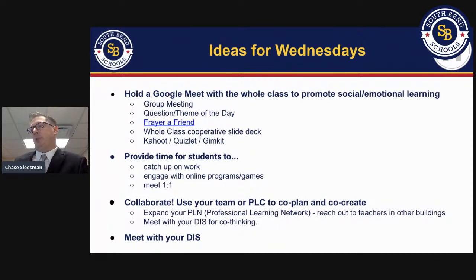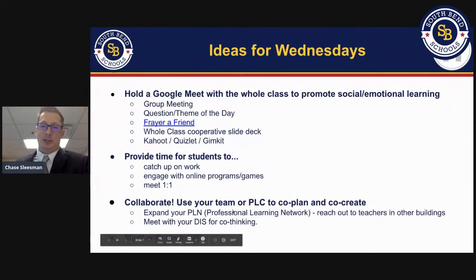Collaborate. Cannot stress this one enough. Collaboration with your grade level, going even outside of your building, is going to be huge to help you gain some information and some new skills and ideas to see what else is out there for you. And always meet with your DIS.